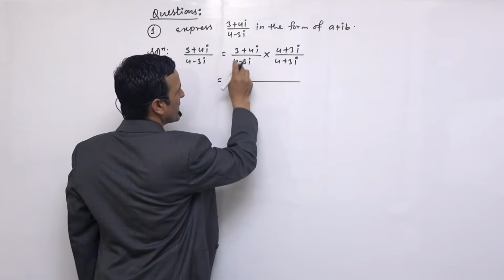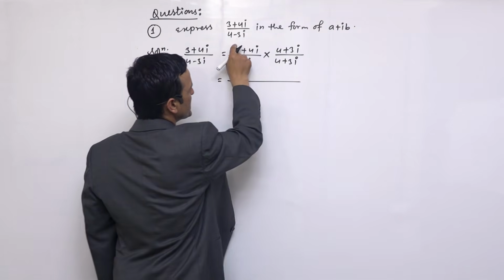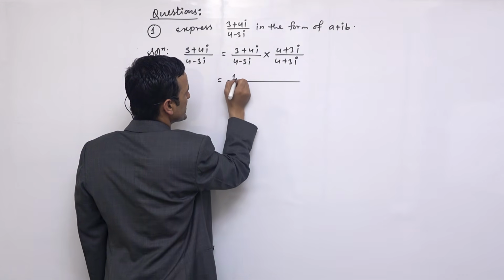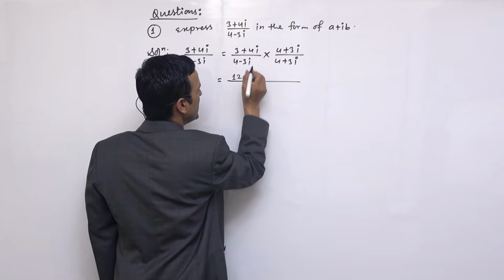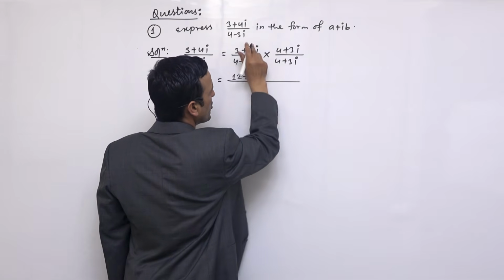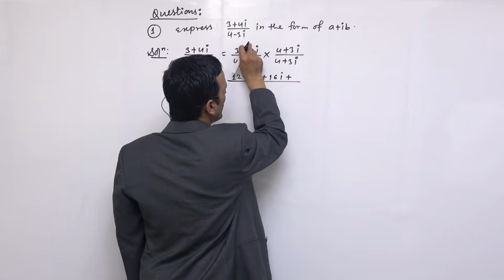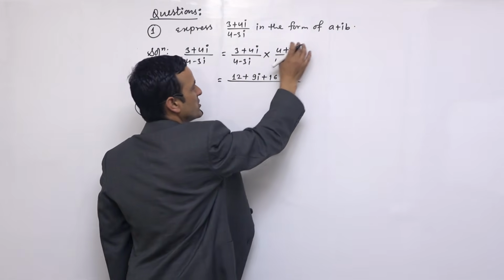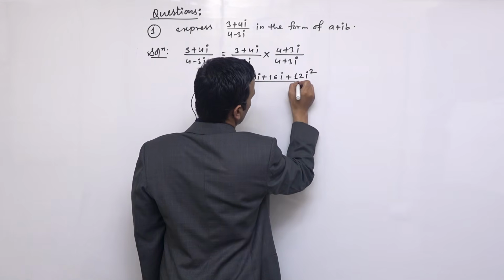So now we can multiply this term and this term turn by turn. So that means 3 into 4 means 12. 3 into 3i means 9i. 4i into 4 means 16i. 4i into 3i means 4 times 3 is 12i square.